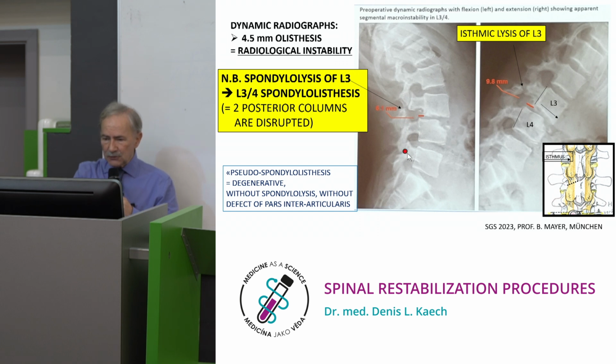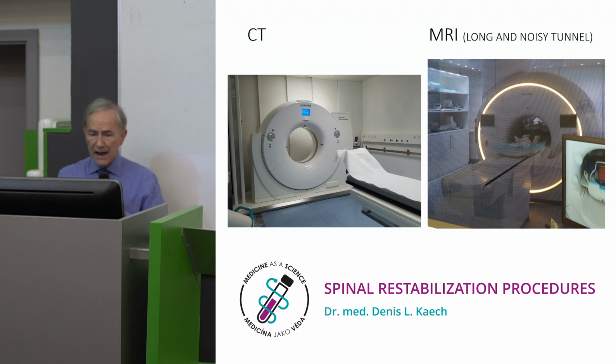This is unstable. This is over half a centimeter of motion between extension and flexion. And you see here it opens a gap. You have here spondylolysis, isthmic lysis. That means the two posterior columns are interrupted here. Spondylolisthesis, the true lytic spondylolisthesis, two posterior columns are disrupted, and here it's becoming unstable. The term pseudospondylolisthesis is used in degenerative disc disease, where there's some listhesis but without lysis.